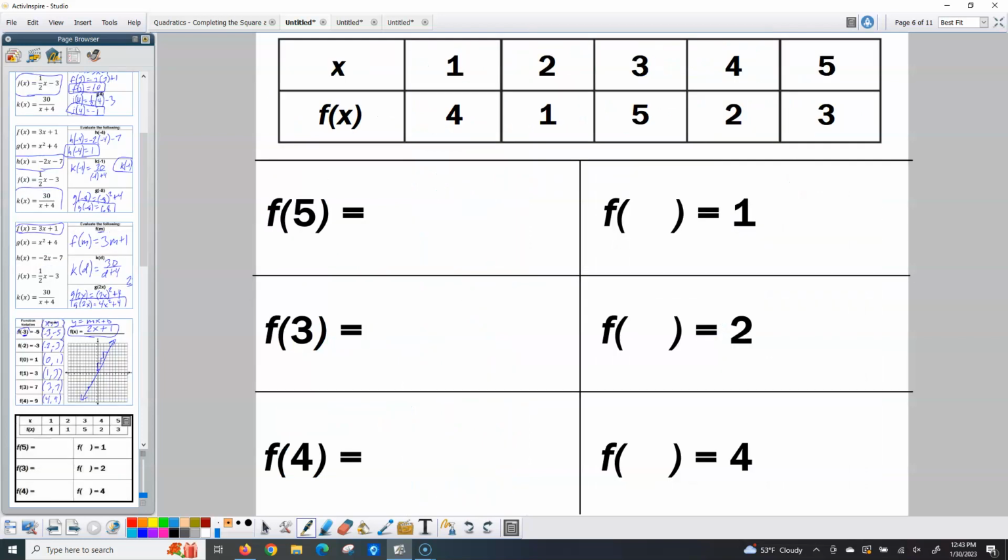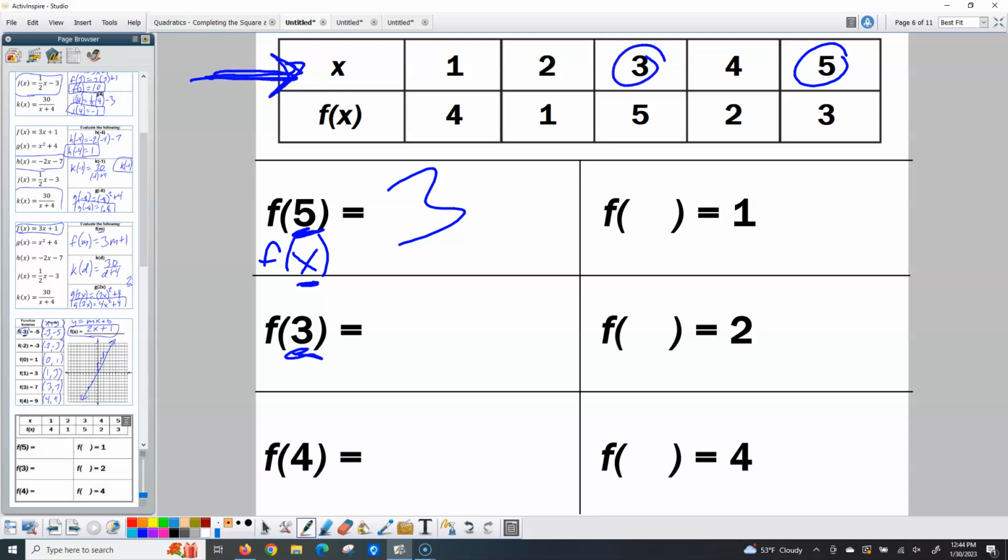Looking at a table, if I have f of 5, this is normally f of x. So I want when x equals 5, what do I get? So I'm going to look over here at the x's. When x equals 5, my y value is 3. When x equals 3, y is 5. When x equals 4, my y value is 2.